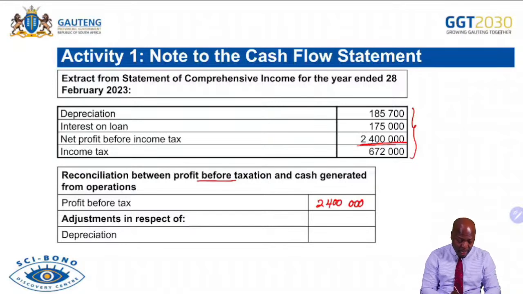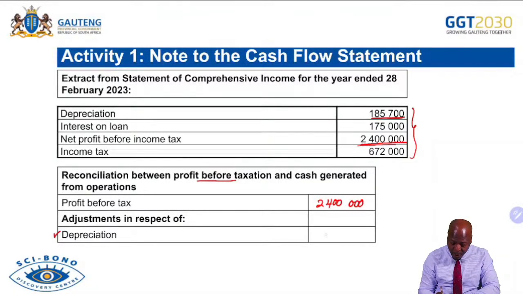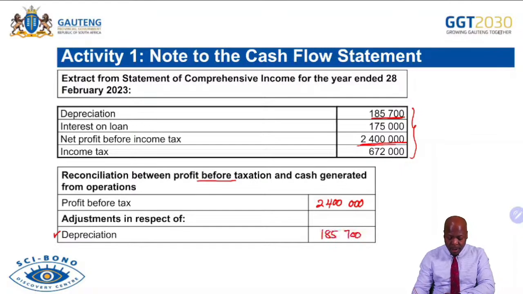And the first aspect that I'll speak to is depreciation. All right. So I'll come again to my extract of the statement of comprehensive income. Do I see depreciation? Yes. Can you see it over there? That is 185,700. I'm going to take that one. Then I'm going to come and say depreciation. I'm going to come and record my 185,700. All right. Do you see what I've done? I've simply taken the depreciation from the statement of comprehensive income and I've brought it here. That is my 185,700. So far we are good.